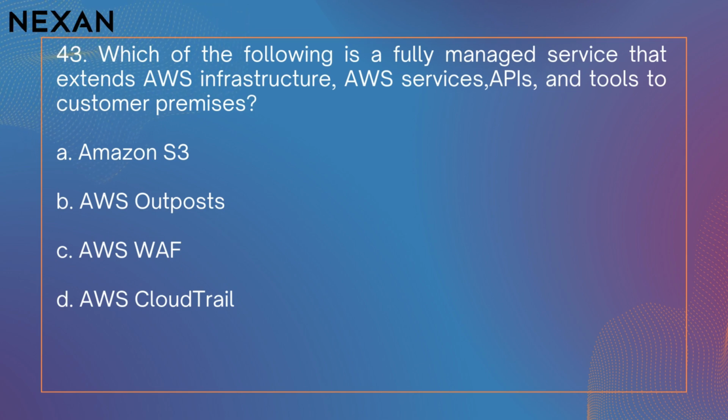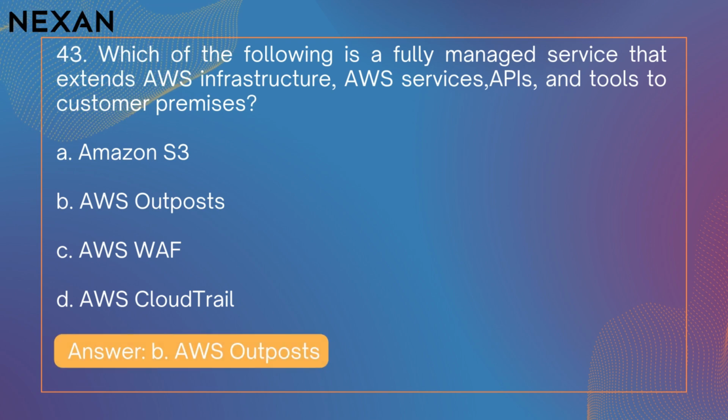43. Which of the following is a fully managed service that extends AWS infrastructure, AWS services, APIs, and tools to customer premises? A. Amazon S3. B. AWS Outposts. C. AWS WAF. D. AWS CloudTrail. Answer: B. AWS Outposts.